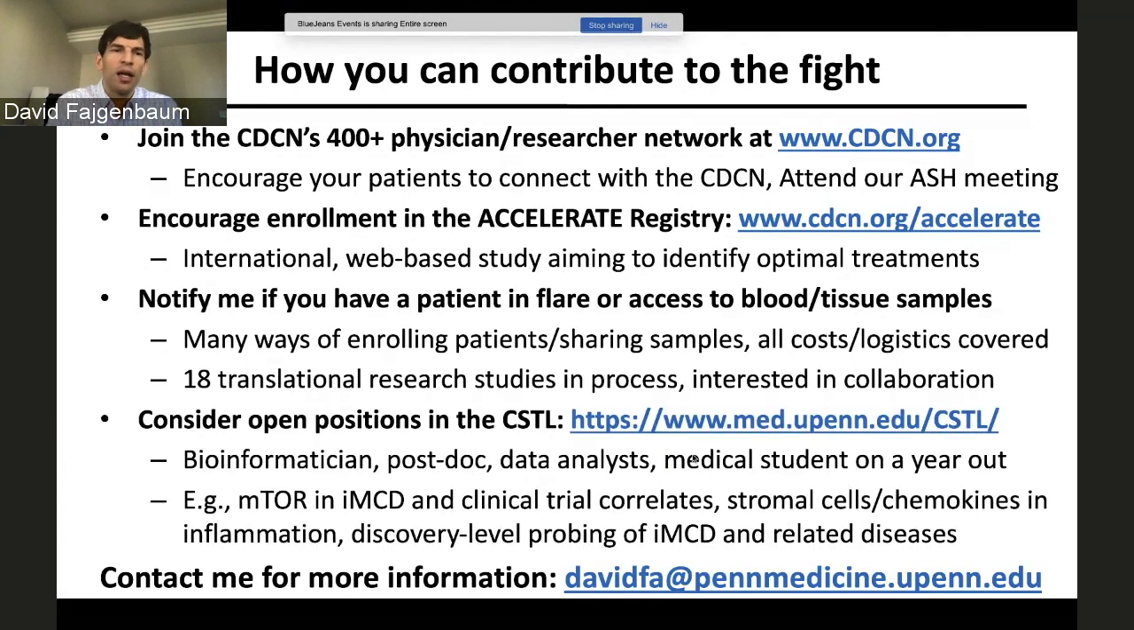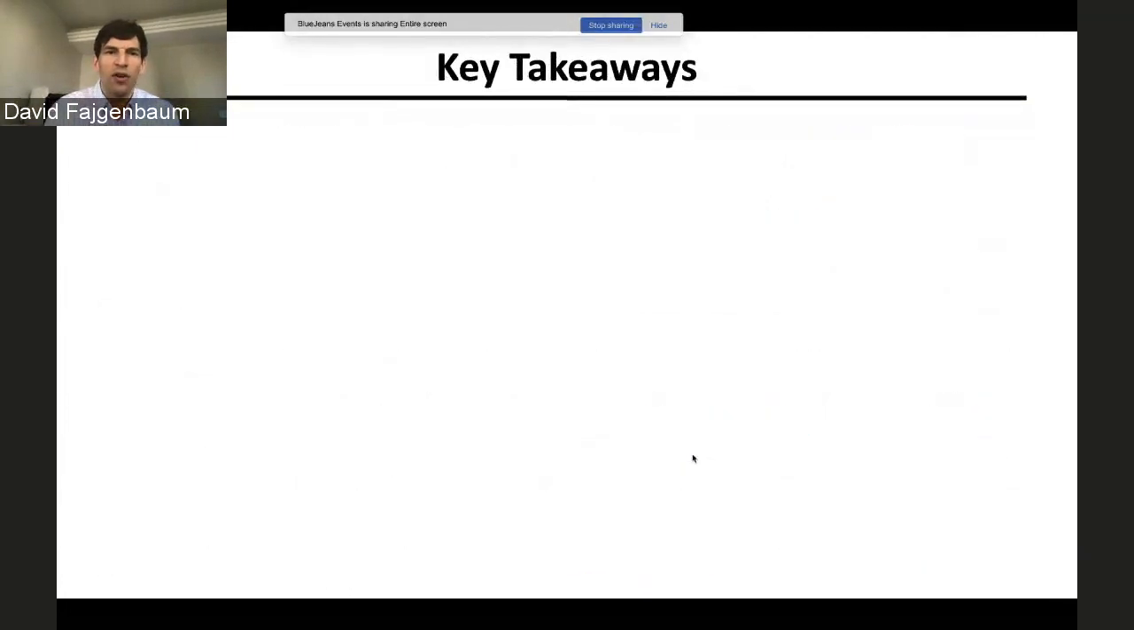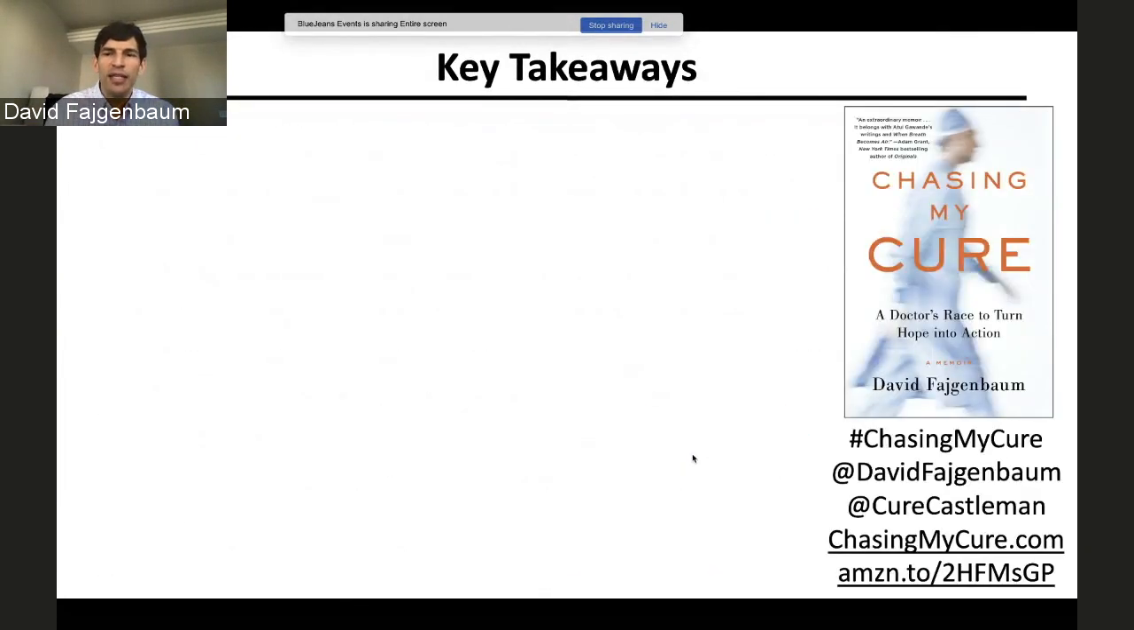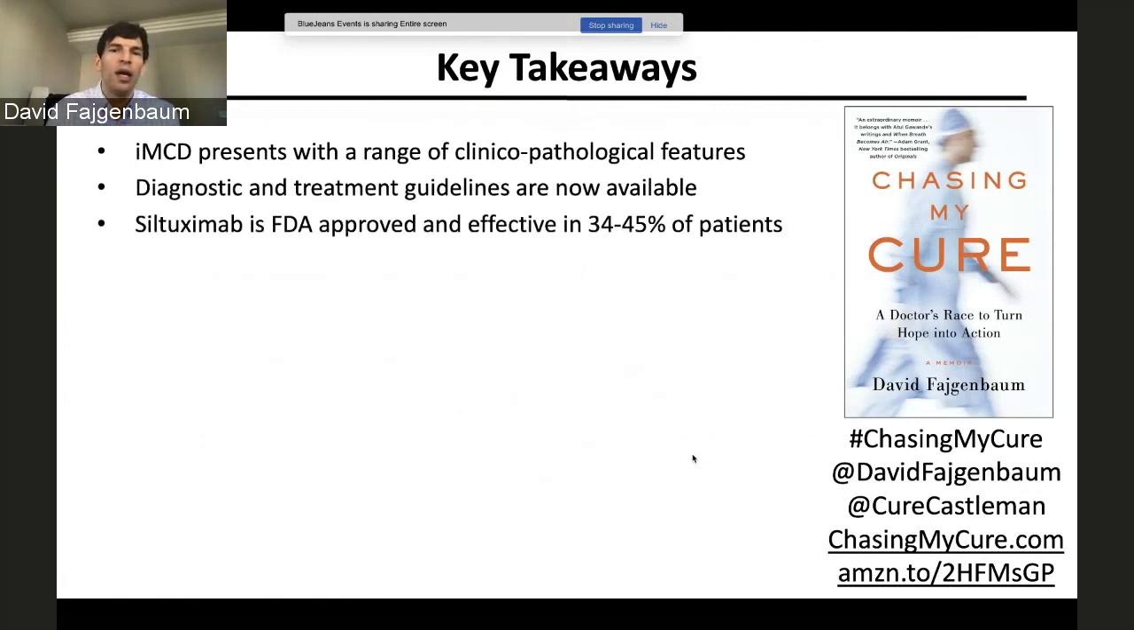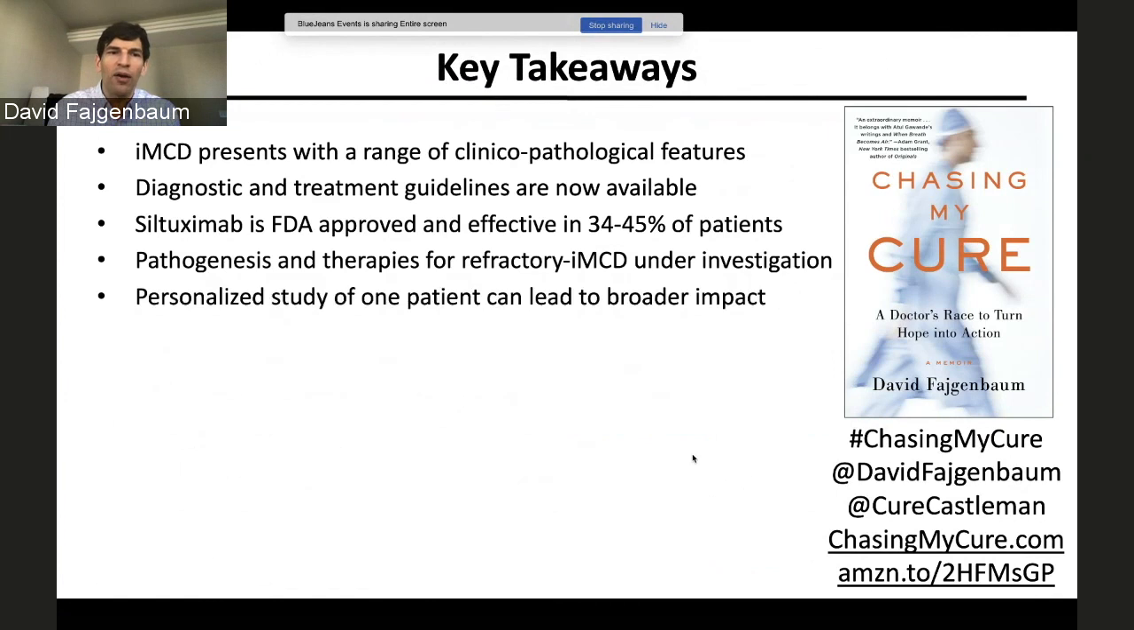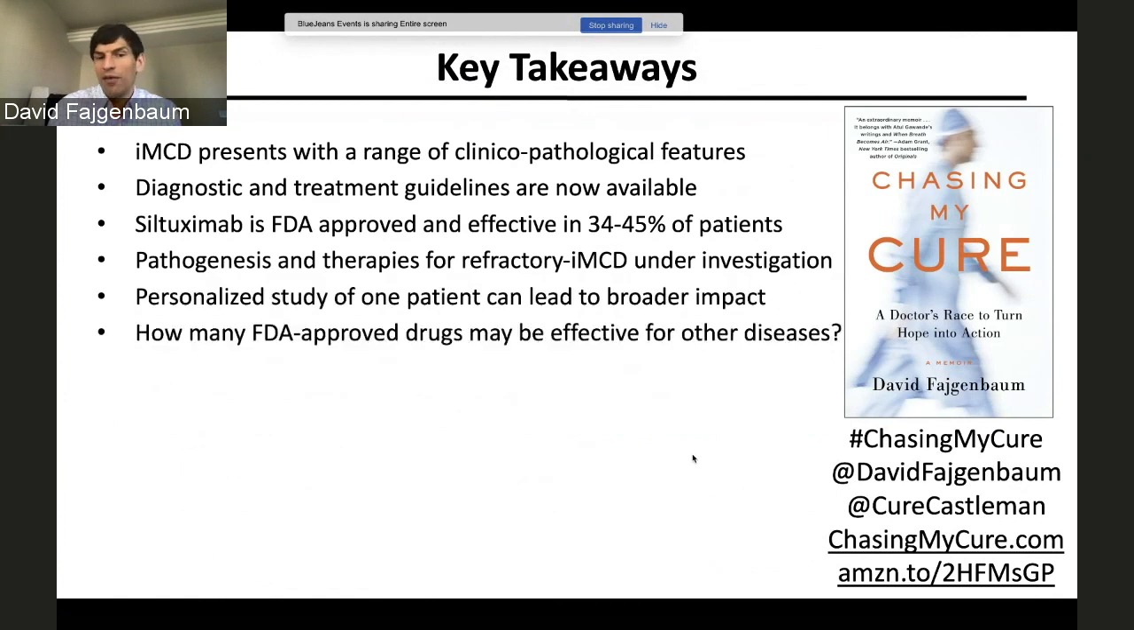It's joining our physician researcher network, encouraging your patients with Castleman disease to enroll, notifying me if you come across Castleman's patients, and considering open positions in our center. So just a few key takeaways that I want to highlight. This is a very heterogeneous disease like COVID. We've fortunately been able to make some progress, but there's still a lot of work that can be done.